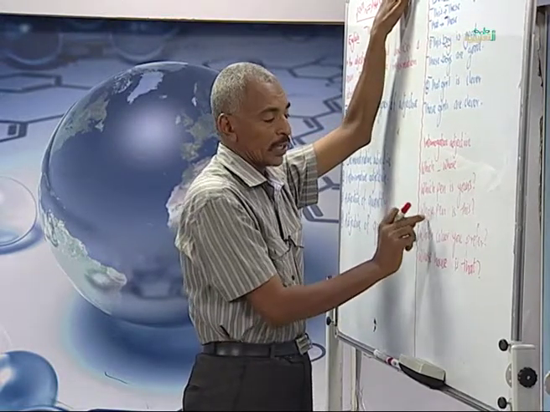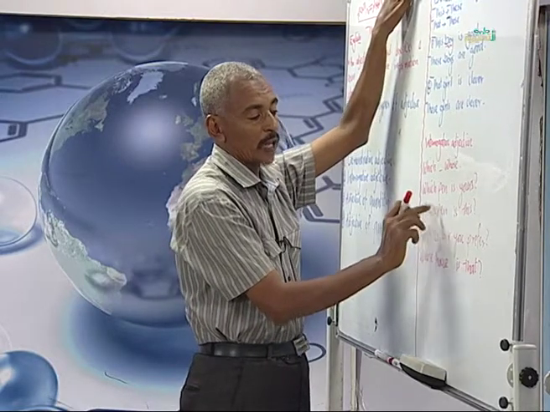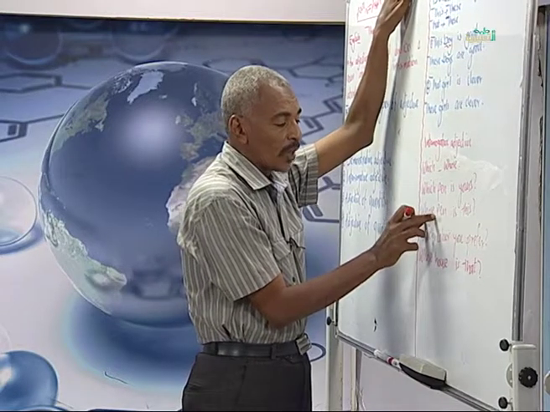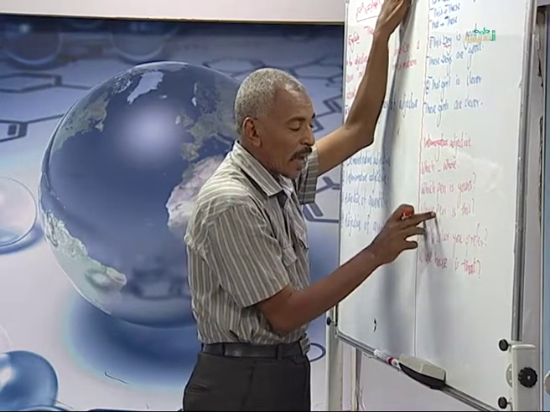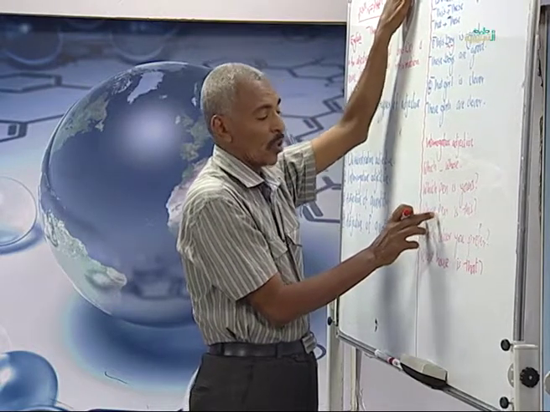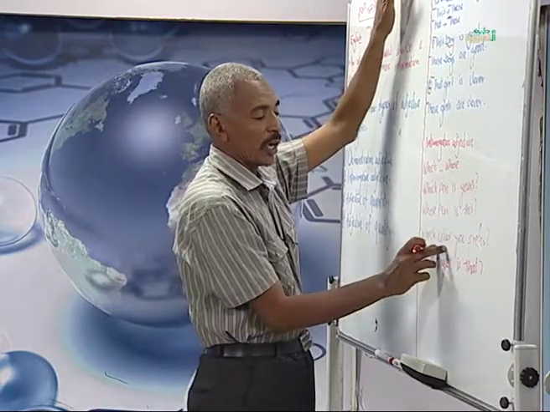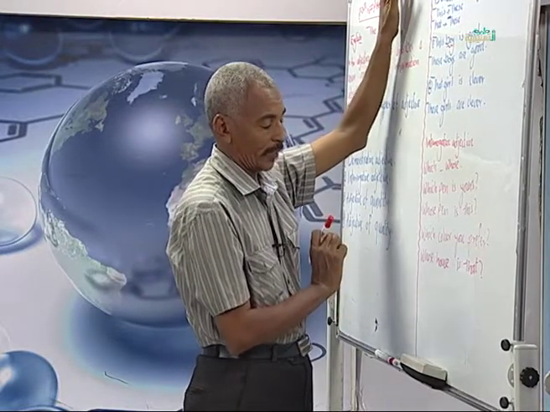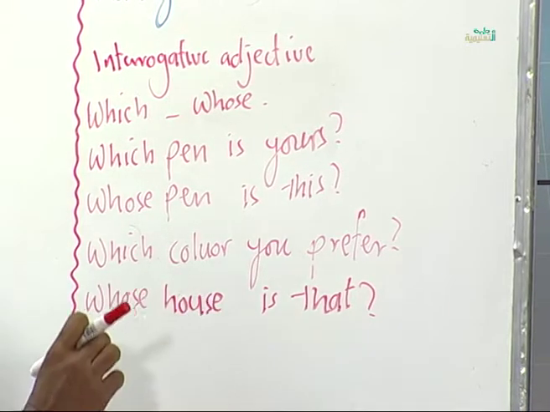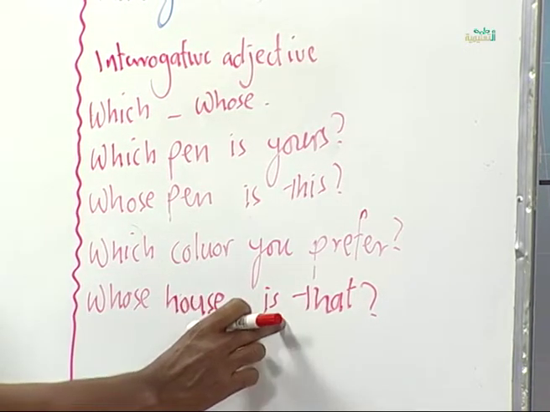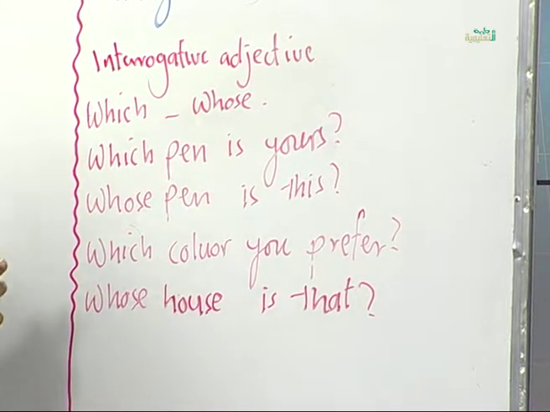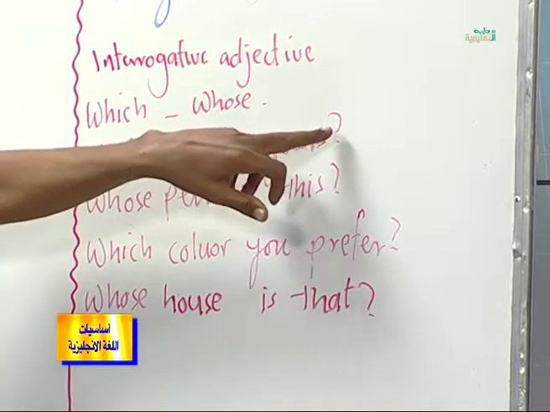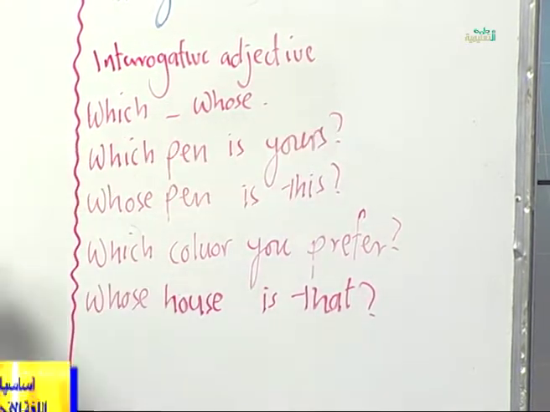Here, as you see, the pen is related to someone. We ask about someone, and this one here, he has a pen. Do you see? Whose pen is this? Which color do you prefer? As you see here. Whose house is that? And remember, for interrogative adjective, the sentence has to be a question.